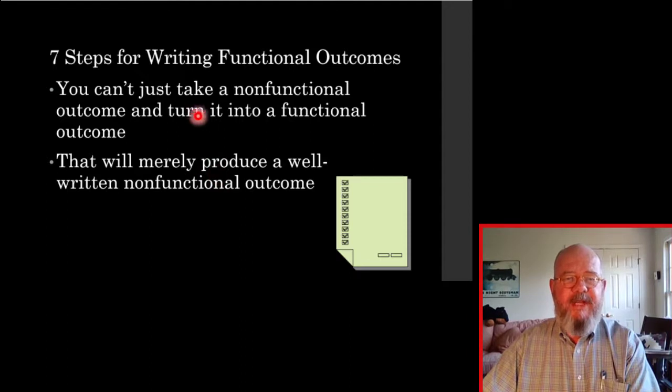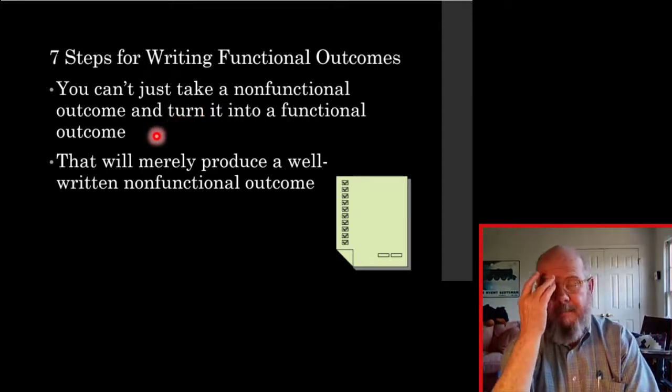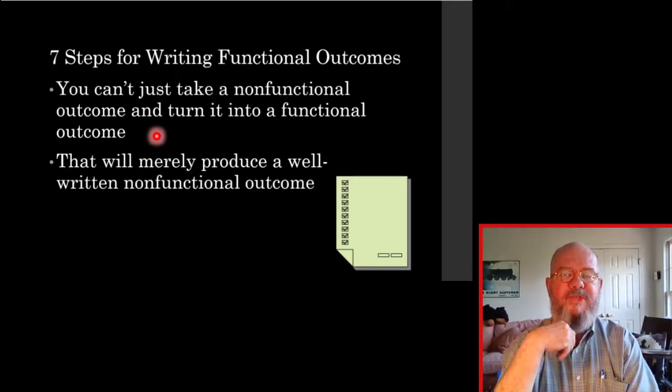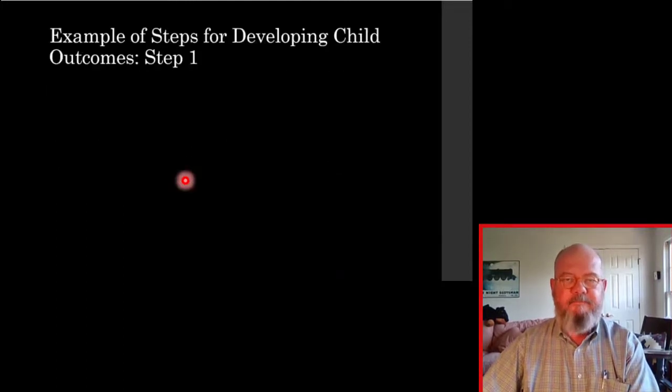So there are 7 steps for writing functional outcomes. The first, you can't just take a non-functional outcome and turn it into a functional outcome. It's not about rewriting goals, because it all has to do with whether the goal was actually necessary or not to start with, because rewriting a goal will just produce a well-written non-functional goal.